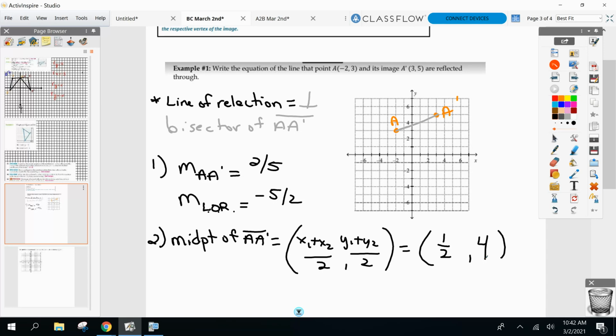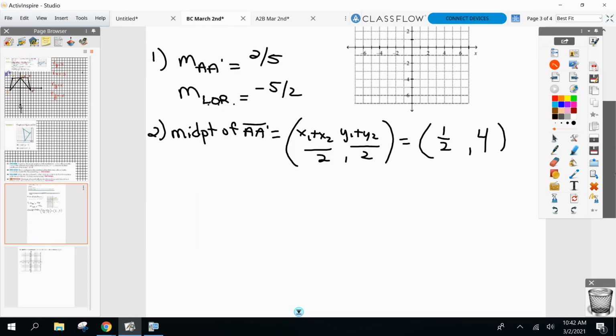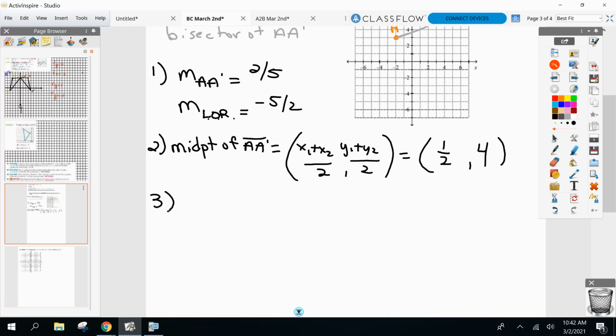Some of you are probably wondering how that helps me write the line. Here's why. If you're going to write the equation of a line, it's got to come in what form? Anybody remember from our writing equation days? Y equals mx plus b. If I'm going to write the equation of the line, it's got to look like y equals mx plus b. I only know one value, m, which was our negative 5/2. I know what m is. I don't know what b is yet. That's why we found the midpoint, to help us find the y-intercept b.